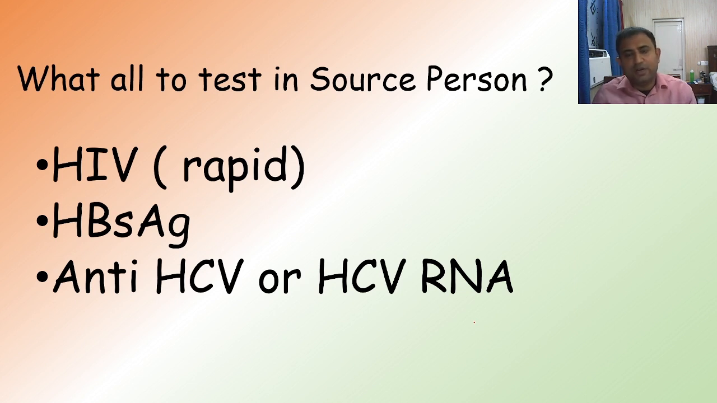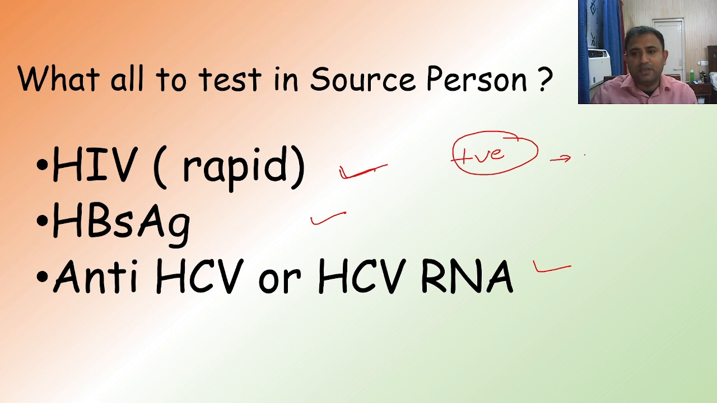So what tests are to be done in a source person? Very easy. The infections that we are most worried about: HIV, hepatitis B and hepatitis C. So for HIV, we don't wait for a P24 assay. We can do the 4th generation rapid antigen test. That is good enough. Any positive should be taken as positive for giving PEP. Hepatitis B, HBsAg, if turned out to be positive, should be taken as positive. Any of these two tests can be done on the source person for seeing whether he is infected with chronic hepatitis C or not.